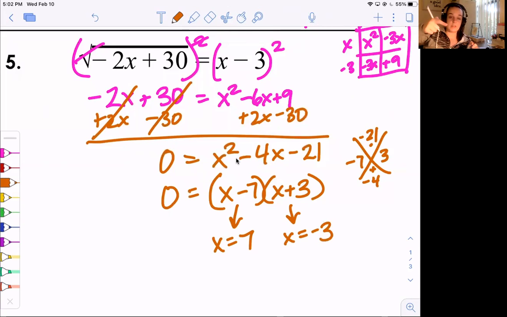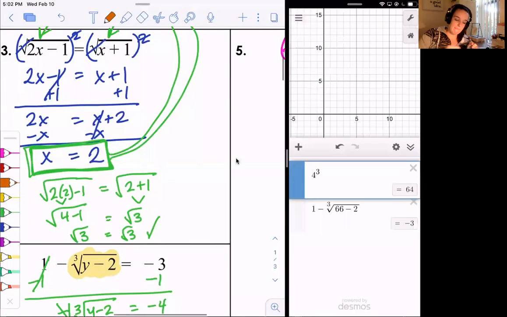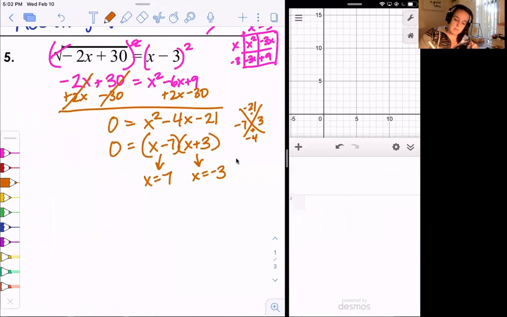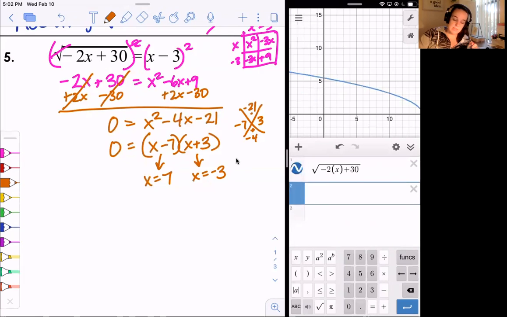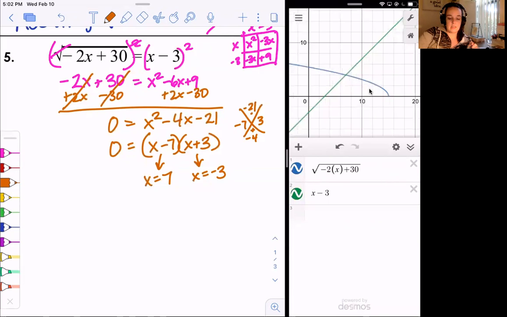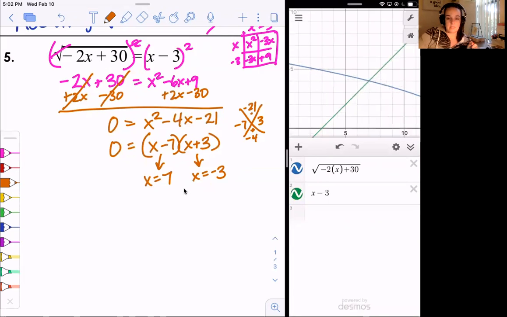I have to plug both into the equation in order to see if they are extraneous or not. So when I plug them in here, I have square root of negative 2, I'm going to put an x here for now, plus 30. And then I also need to make sure that it's the same as x minus 3, right? So I can see that one of the solutions looks like it's going to be good, but it doesn't look like there's another solution. So I think one of these is probably extraneous.